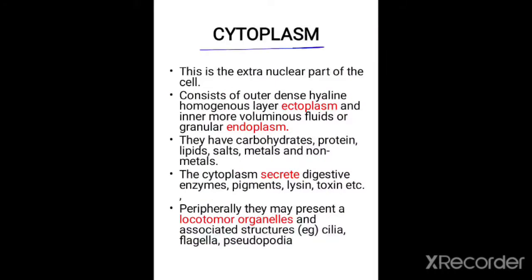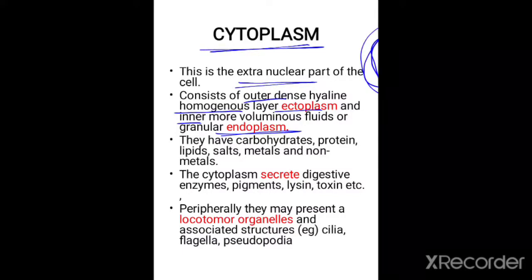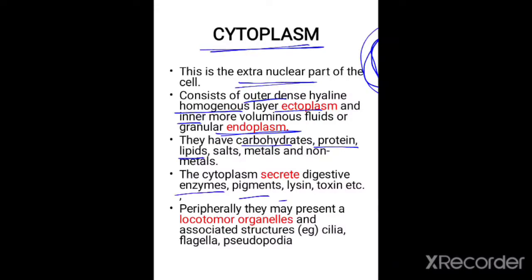Now let us come to the cytoplasm. This is the extranuclear part of the cell, which consists of an outer dense hyaline homogeneous layer called ectoplasm and an inner, more voluminous fluid or granular endoplasm. The outermost part of the cytoplasm is called ectoplasm and the innermost is endoplasm. They have carbohydrates, proteins, lipids, salts, metals, and non-metals. The cytoplasm secretes digestive enzymes, pigments, lysins, and toxins.